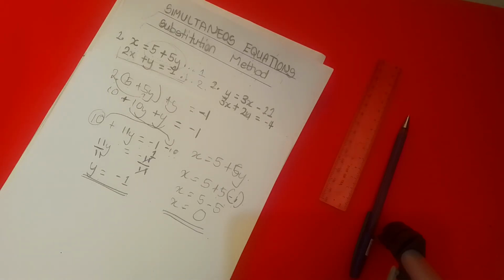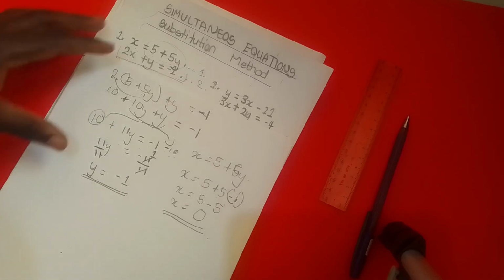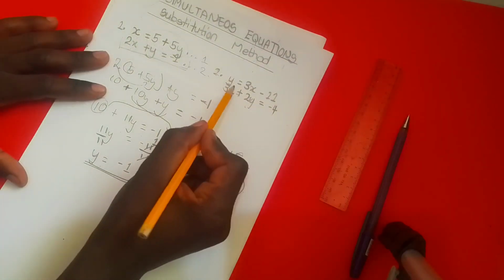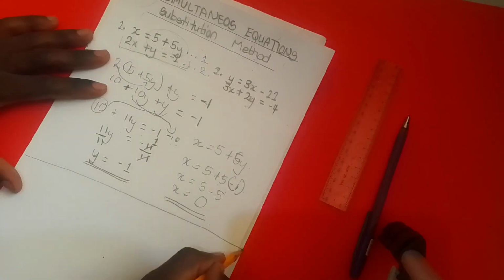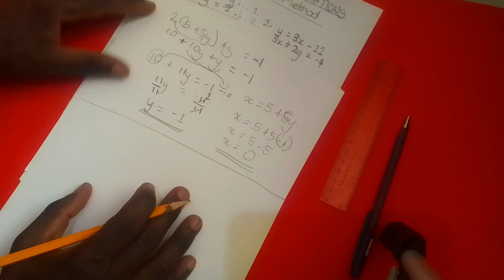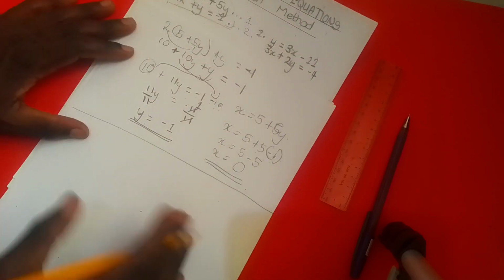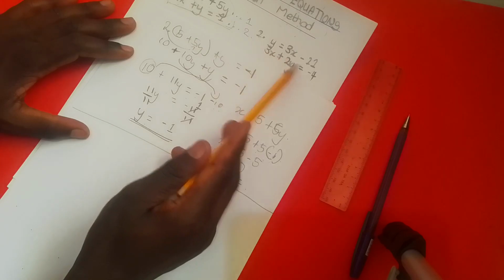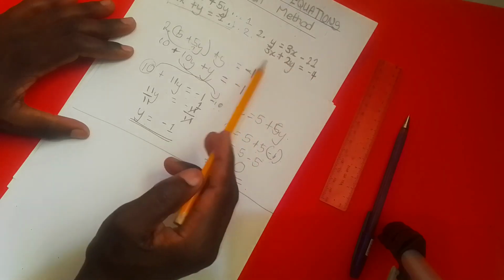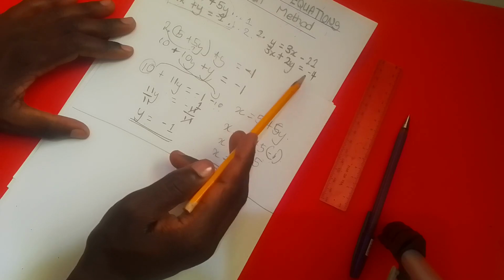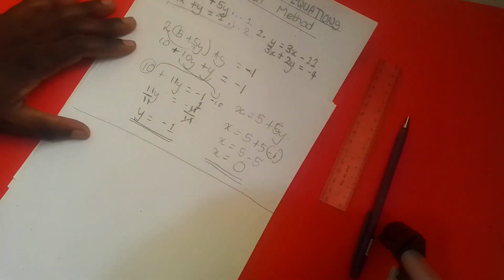Okay, so we are moving on now to question 2. Question 2 is saying that y is equal to 3x minus 11. Then 3x plus 2y is equal to negative 4.